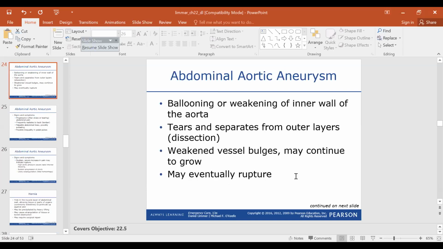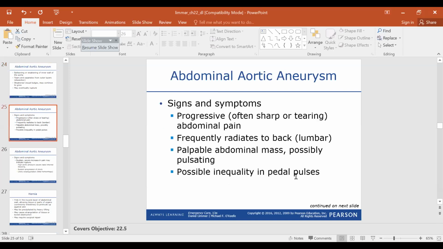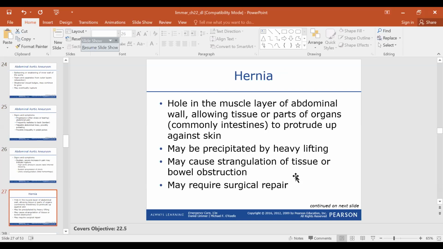All right, I'm gonna skip these abdominal aortic aneurysm slides only because I know I talked about it so much in lecture and even when we came back online. So I'm gonna go ahead and skip this and get straight to a hernia.